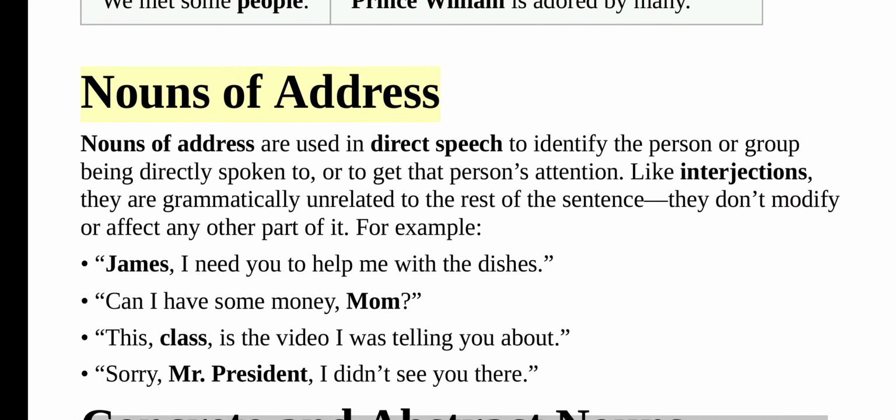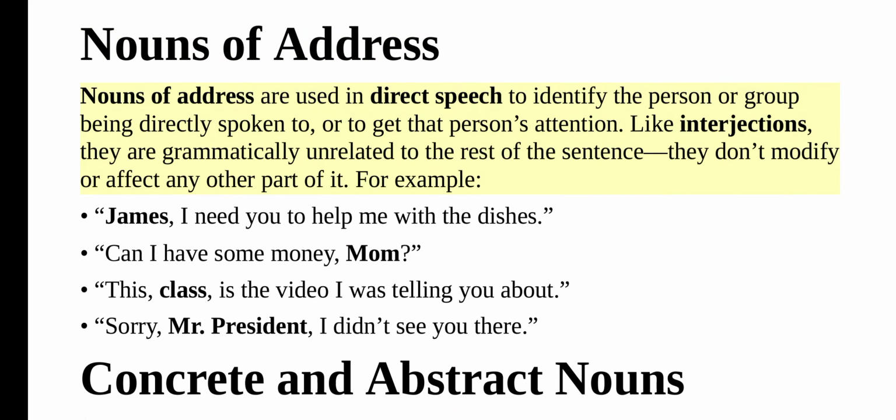Nouns of address. Nouns of address are used in direct speech to identify the person or group being directly spoken to, or to get that person's attention. Like interjections, they are grammatically unrelated to the rest of the sentence. They don't modify or affect any other part of it.